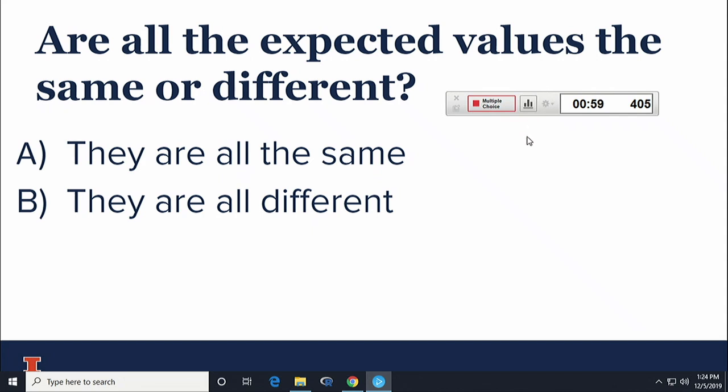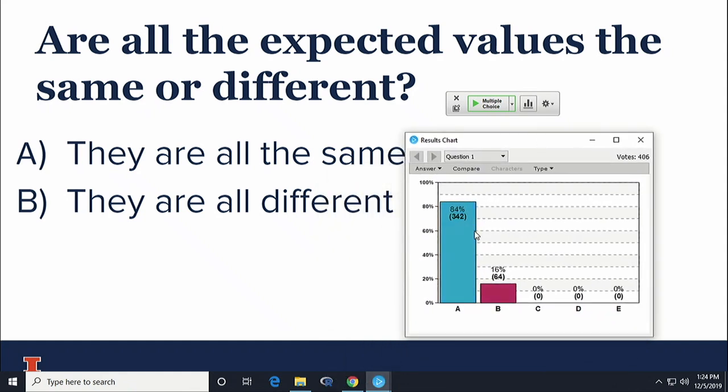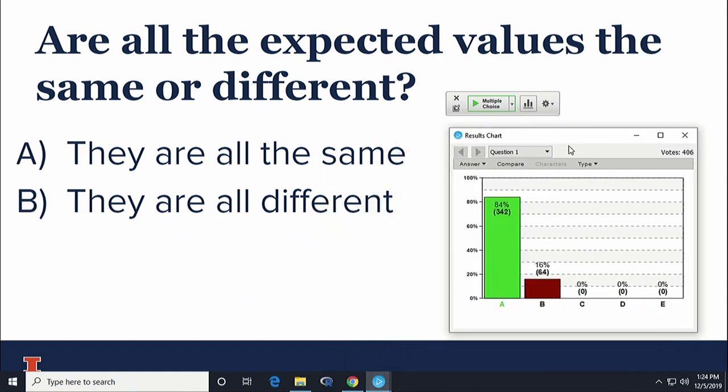Okay, I'm going to stop. I think everyone's pretty much responded. So are they the same or are they different? Remember, expected values are based on the null, and the null says that they're the same. So they should all be the same.